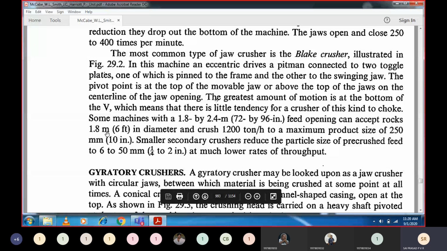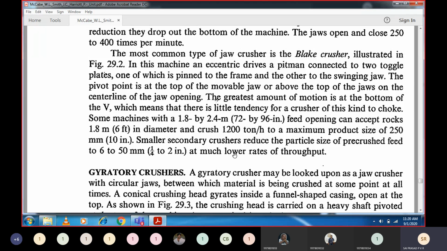That is 1.8 meters. So here we have a limitation: 1.8 is the lower length, and 2.4 is the maximum length. So if this is length and breadth, length is 1.8 meters and breadth is 2.4 meters. So we have 1.8, then only can it pass through. Here he has given that the maximum size of the particle which can be entering this kind of system will be 1.8 meters.